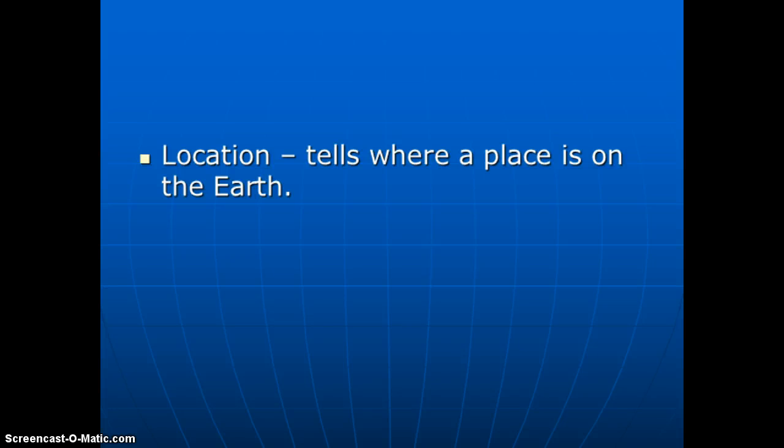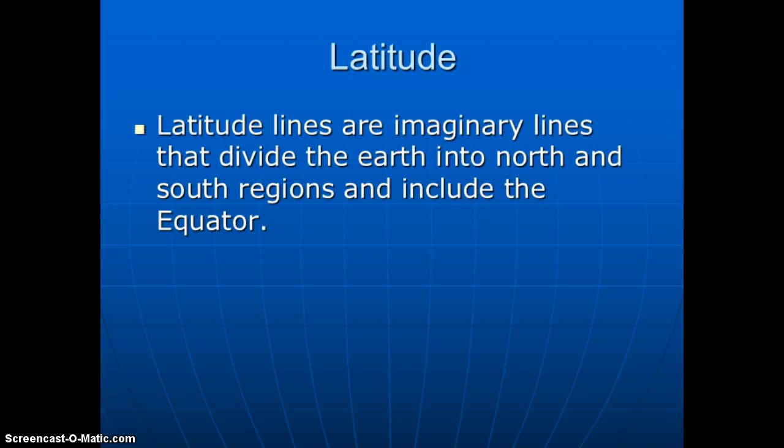It's very precise. Now, follow the 2 lines down, and in the 2 bubbles, you're going to write latitude and longitude. And in the latitude bubble, you go ahead and define latitude as imaginary lines that divide the Earth into north and south regions, including the equator. That will help you remember it if you put that in there.